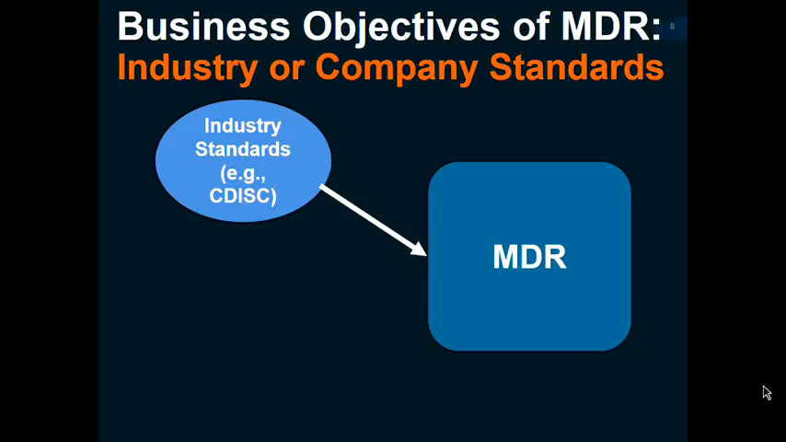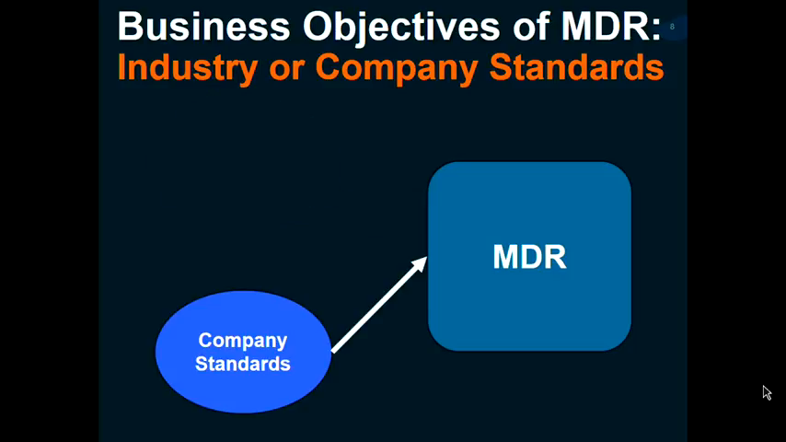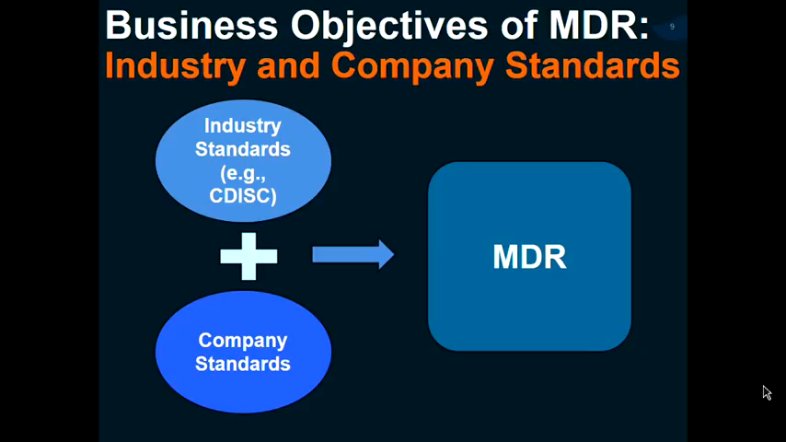Another business objective of MDR could be to store and manage industry standards such as CDISC, controlled terminology, WHO-DRUG, and MedDRA. And we can also develop and store company standards such as business rules, algorithms, and extensible codes in controlled terminologies. We could store individual industry standards and company standards separately, but we could also combine those two standards together.